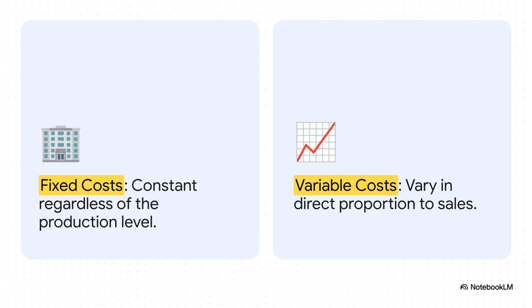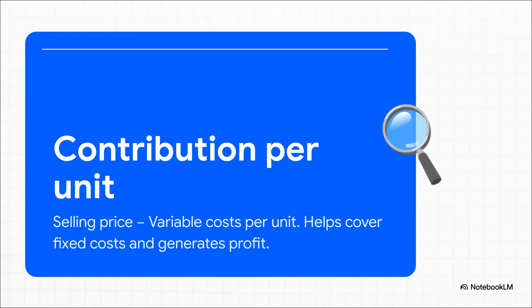But your variable costs, those scale directly with your output. Things like raw materials or packaging. The more you make, the more you pay. Simple, right? Now here's where it gets interesting. Contribution per unit is literally exactly what it sounds like. It's the money from a single sale that contributes, first towards paying off that stubborn mountain of fixed costs, and then eventually towards your profit.